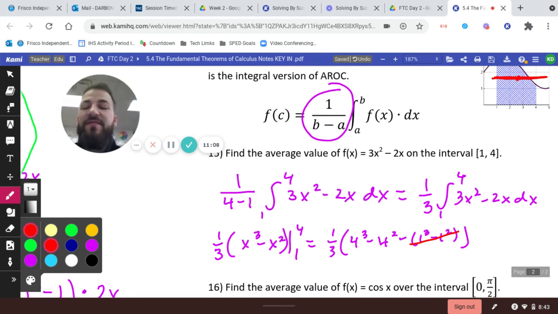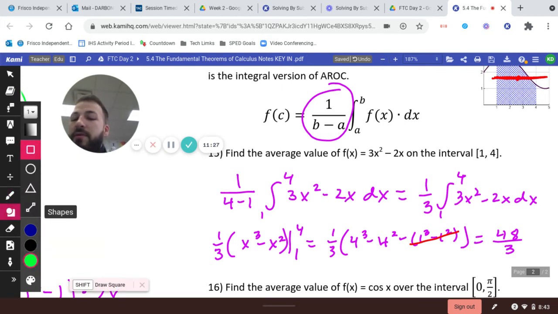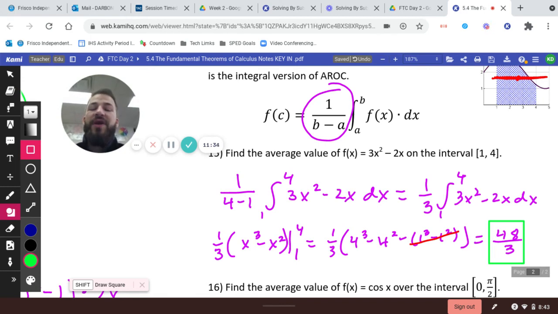So 4 cubed is 64 minus 16, which is equal to 48. So this becomes 48 times 1/3, which is just 48 over 3. To put it in perspective, 48 was the area under the curve 3x squared minus 2x. 48 over 3 is the average value of that function on the interval 1 to 4. So it has values higher than 48 and values lower than 48, but the average value on the interval 1 to 4 would be 48/3.